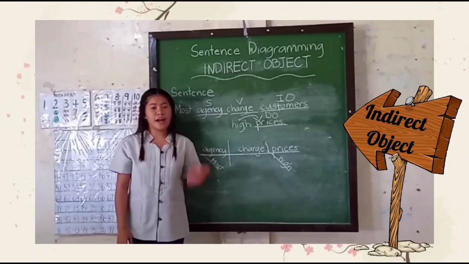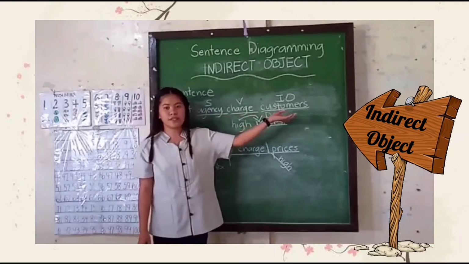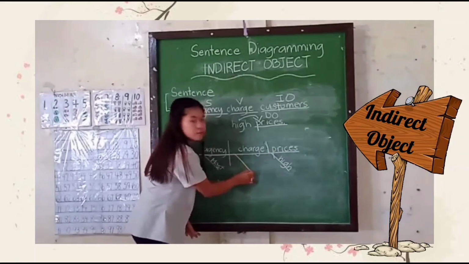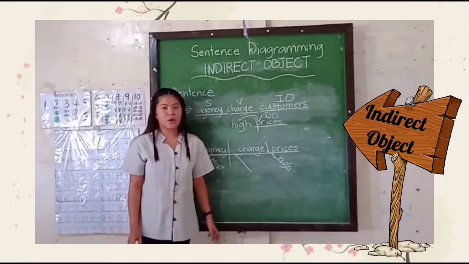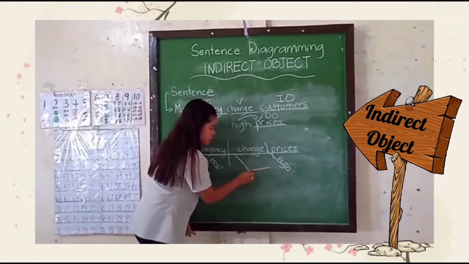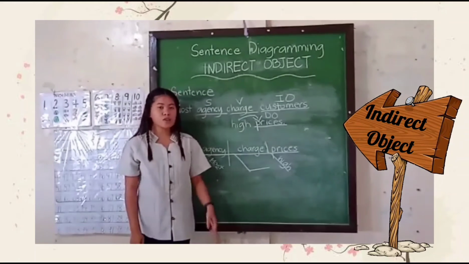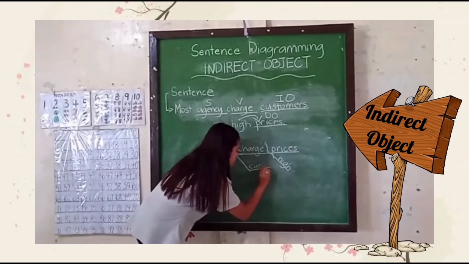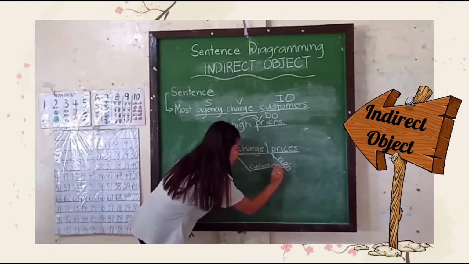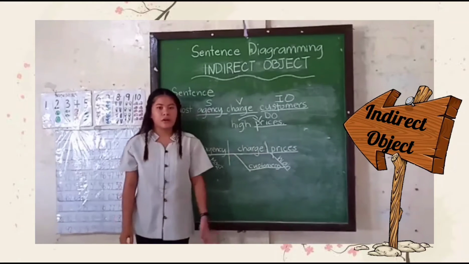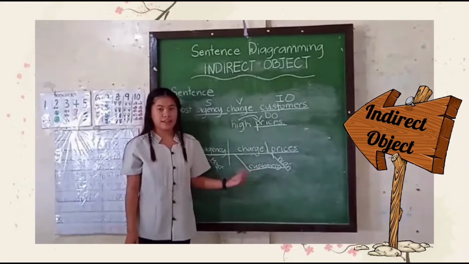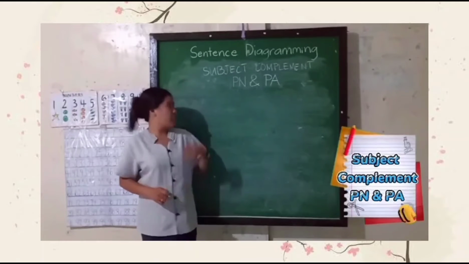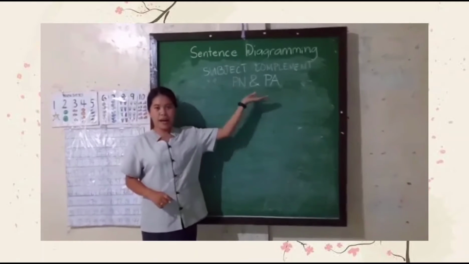And the indirect object, customers, is going to go off a diagonal line with a horizontal line. Customers is going to go on that horizontal, leaving this vertical. Now we are going to diagram a subject complement, predicate nominative, and predicate adjective.